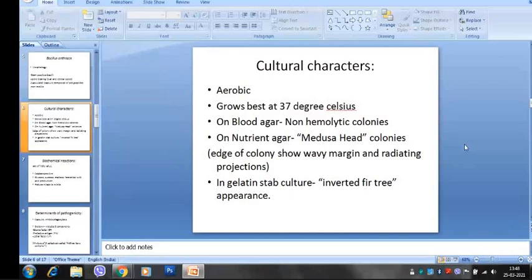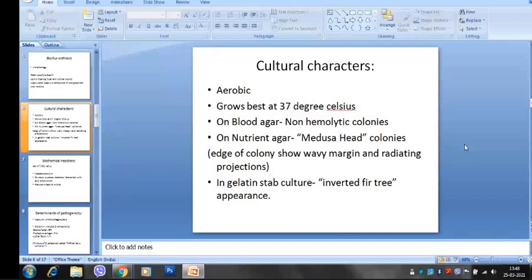Similarly, we can perform culture. In culture, how can we identify this is Bacillus anthracis? On blood agar, it will show non-hemolytic colonies. On nutrient agar, Medusa head colonies will be seen. In gelatin stab culture, what appearance can we see? Inverted fir tree, powdery appearance. So on blood agar, non-hemolytic colonies. On nutrient agar, Medusa head colonies. In gelatin stab culture, inverted powdery appearance can be seen in cultural characters in case of Bacillus anthracis.